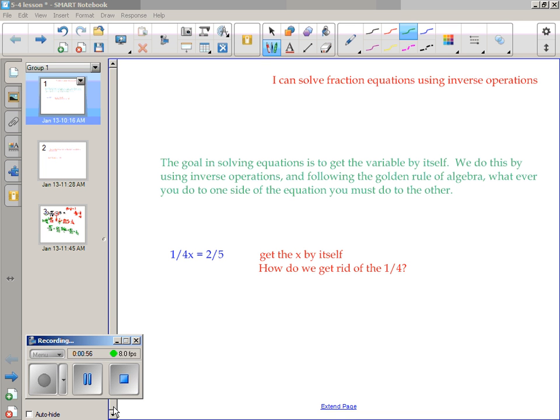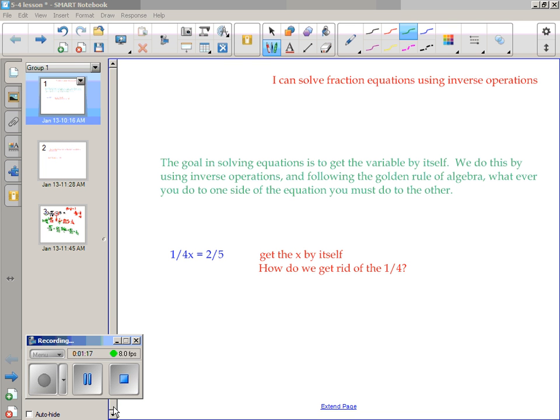If they're equal, we need to make sure we're doing things on both sides. So if you want to think of it as like a little balance, on both sides. If we multiply by 5 on one side, we have to multiply by 5 on the other to keep it balanced. That's why that golden rule comes into play. That's how we can keep the equal sign there the whole time.